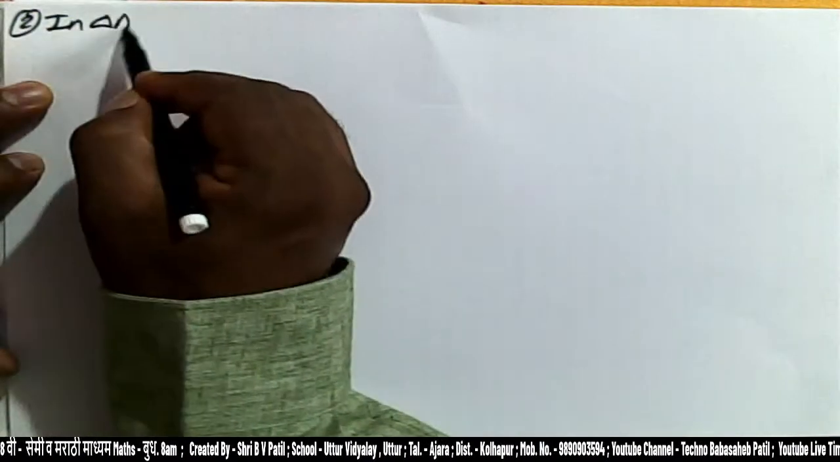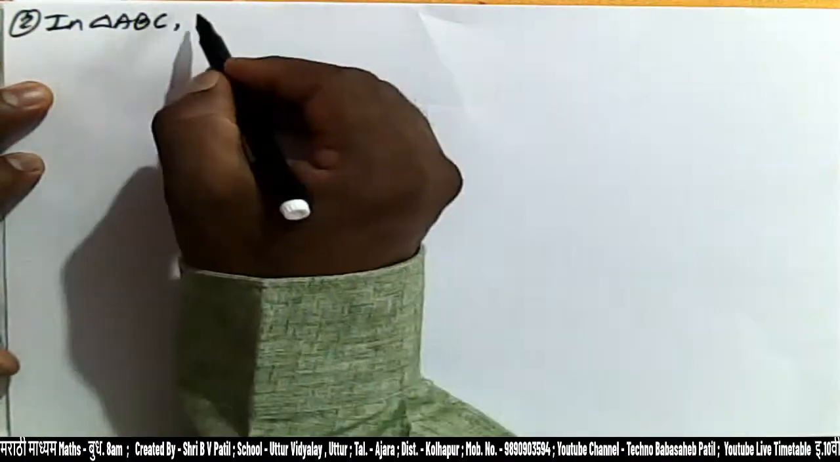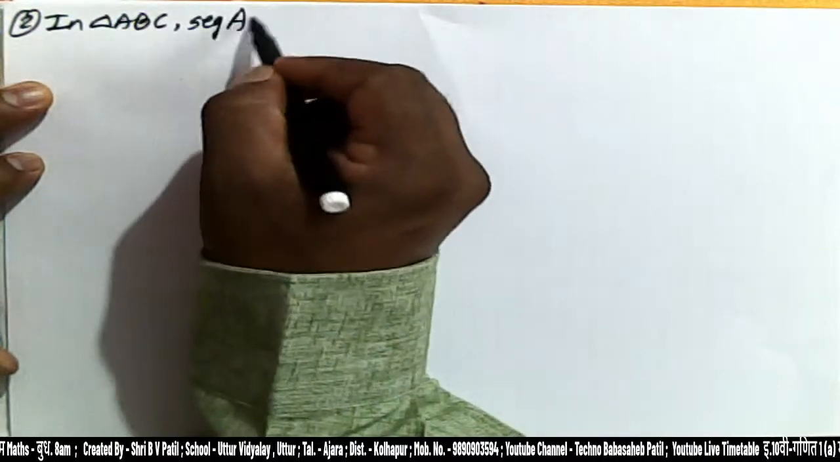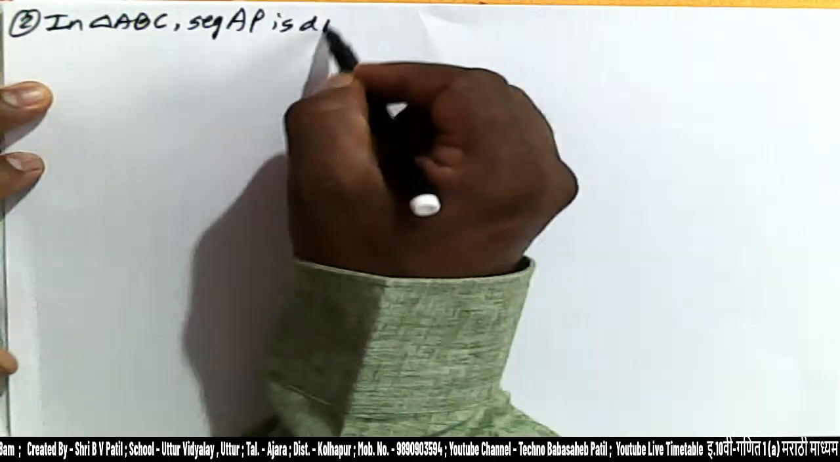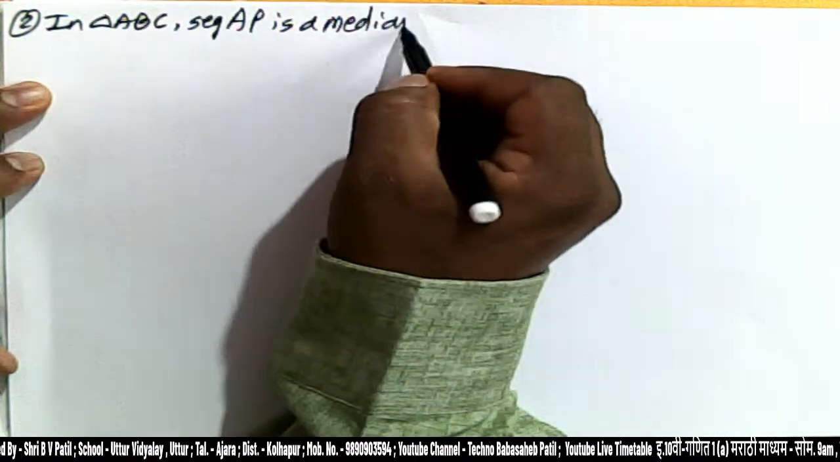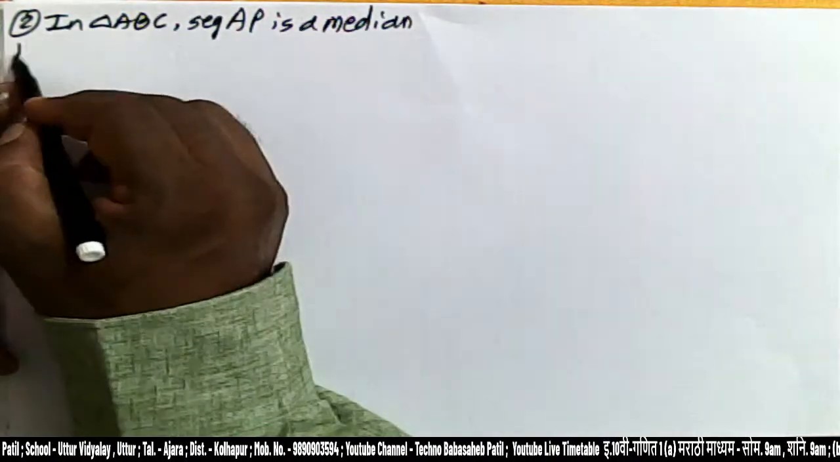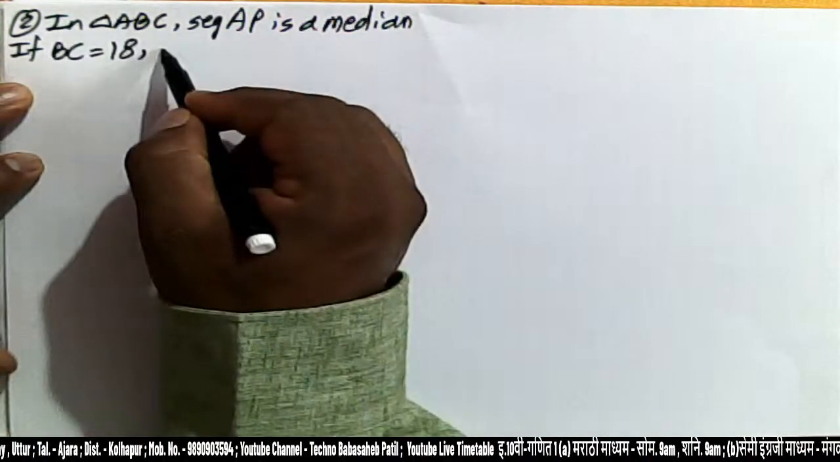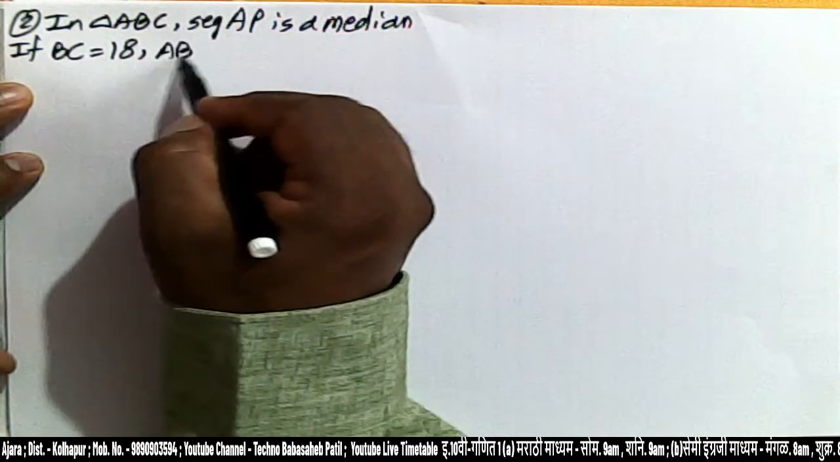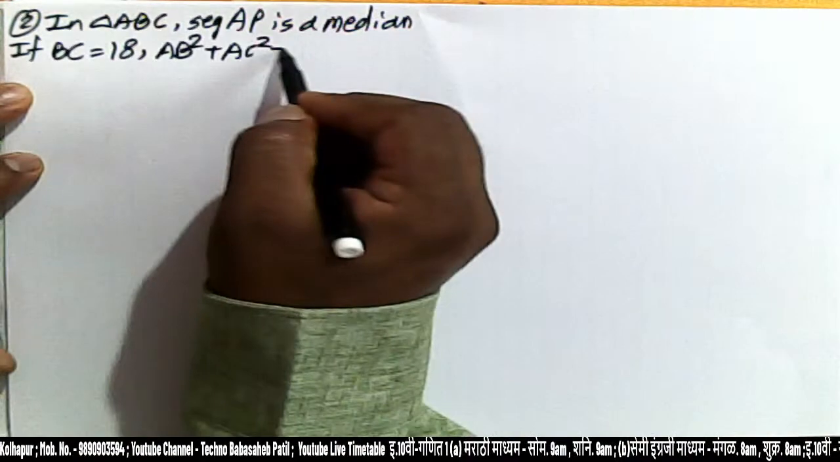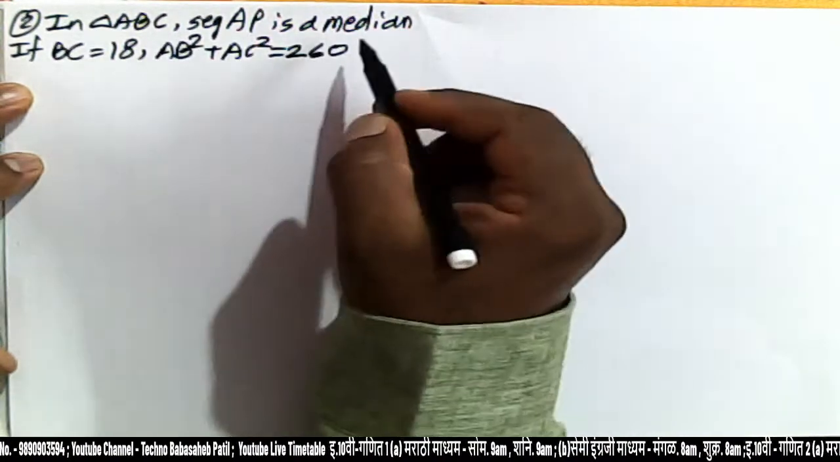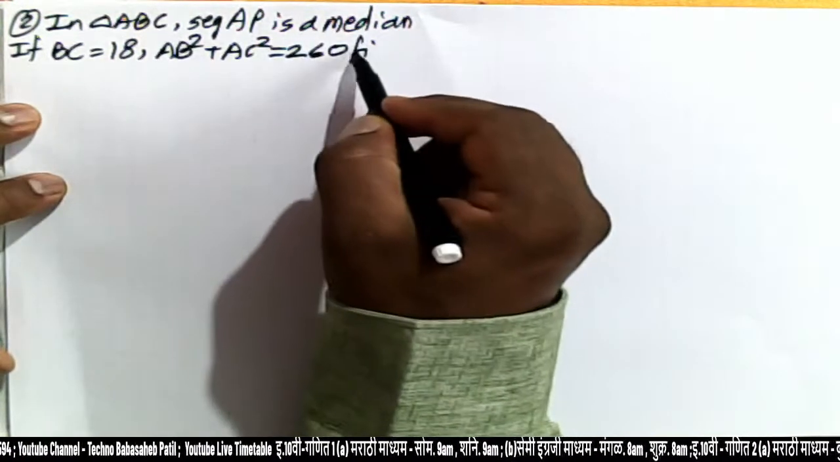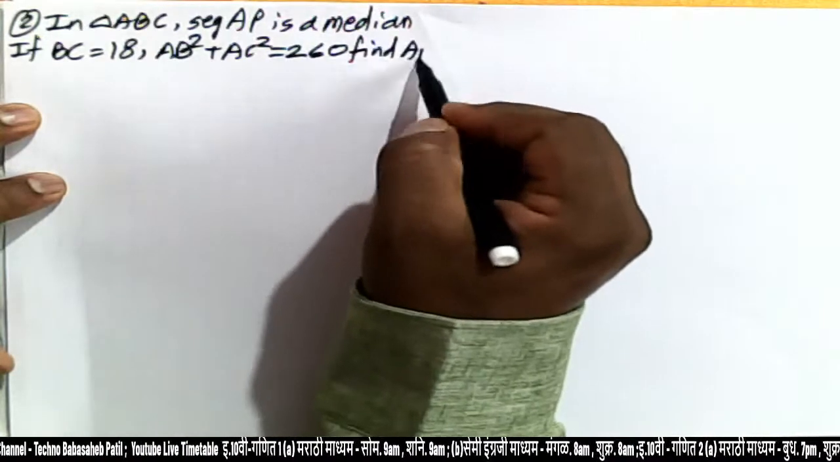In triangle ABC, segment AP is a median. If BC is 18, AB square plus AC square, its value is 260. Find AP.